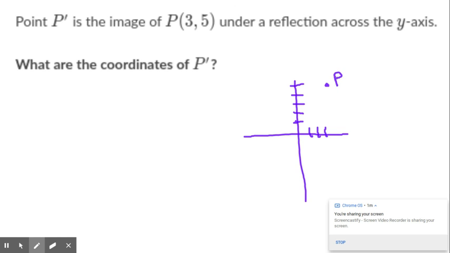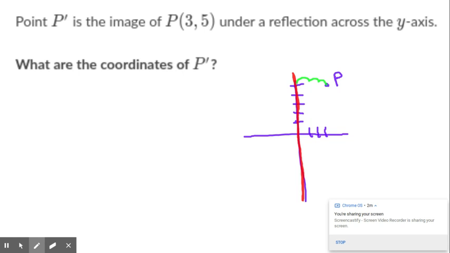So now with this one, I'm reflecting across the y-axis. You guys have the coordinate planes at your desk. Please use them to your advantage. So the y-axis is right here. So since that's a vertical line of reflection, I need to use a horizontal reflection in order to get from P to P prime. So point P is 1, 2, 3 units to the right of the y-axis.